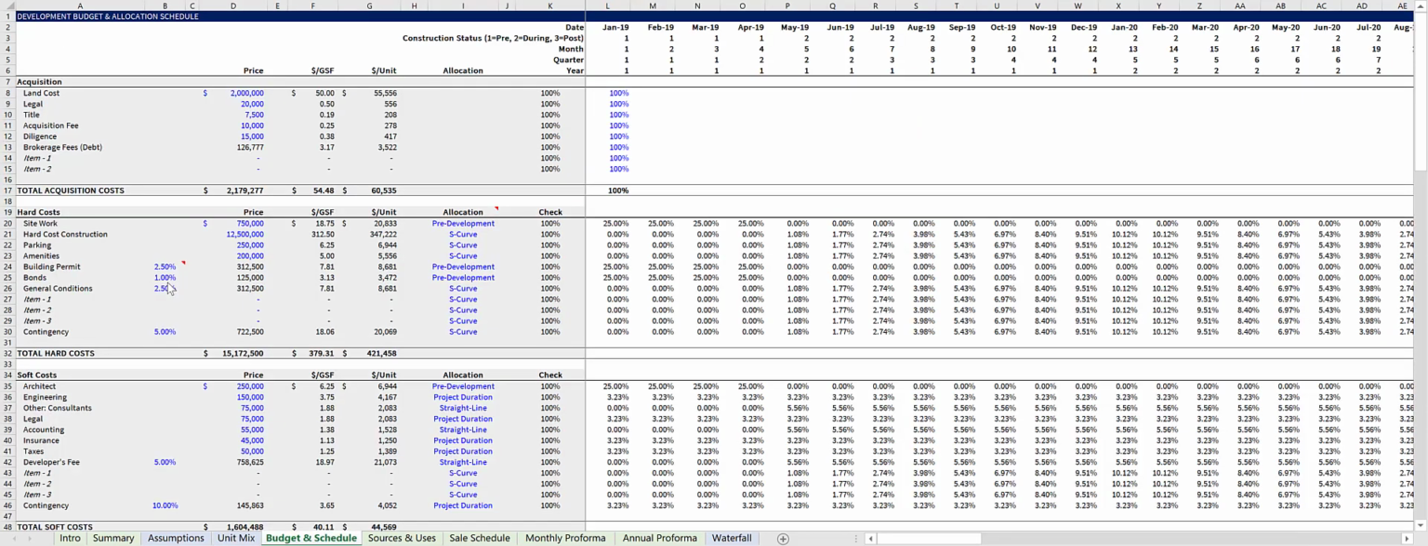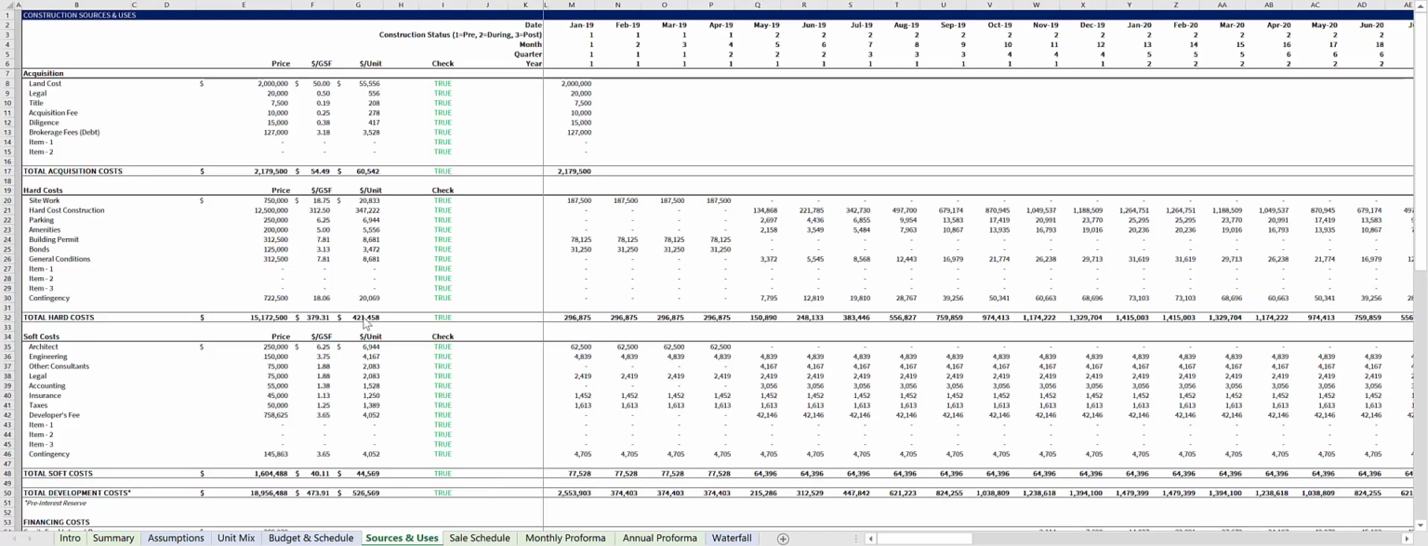Next up is the Budget and Schedule tab. Here, you'll input your budget and choose the allocation schedules for each respective budget item. Choose the allocation by using a drop-down list in column I, such as this. In column K, there are checks for each line item to verify that they sum to 100%. This tab feeds into the Sources and Uses tab, which we'll cover next.